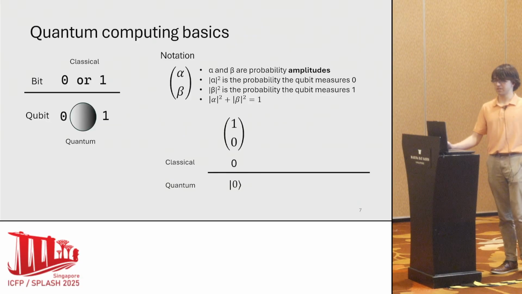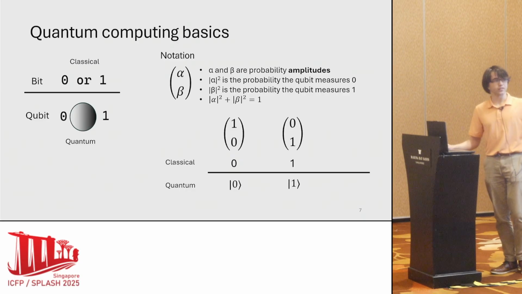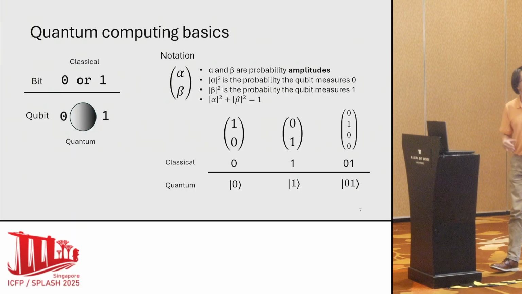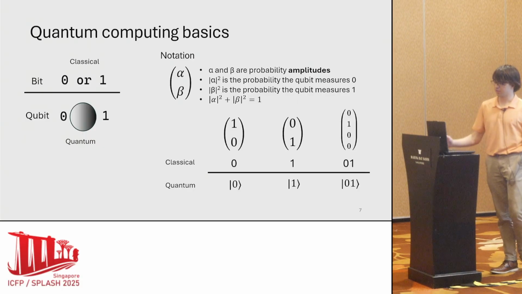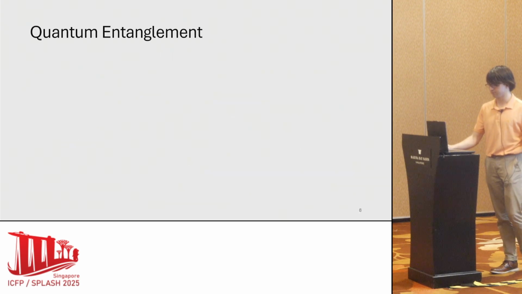We can extend that by saying vector 1, 0 is 0. We call this ket 0. Vector 0, 1 is 1. We call this ket 1. But then we can get more complicated, longer qubit strings. Vector 0, 1, 0, 0 would be a classical 01, or a ket 01.